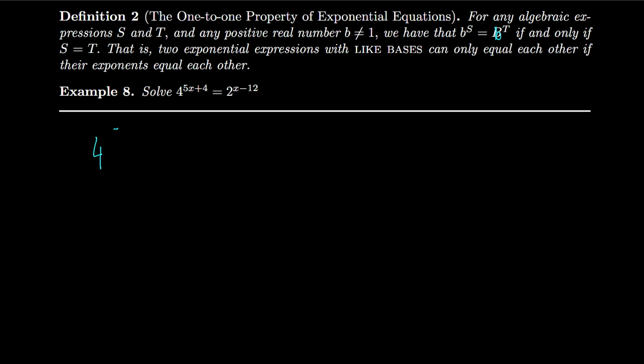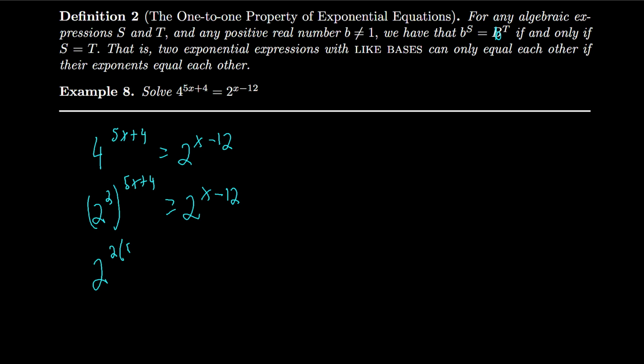So the way that this works is, look here. We solve 4 to the 5x plus 4 equals 2 to the x minus 12. These are not like bases, but the trick to this is, you can write them as like bases. You can write 4 as 2 squared. So if you're going to do it this way, remember that raising a power to a power, you just multiply. So this is 2 to the 2 times 5x plus 4 equals 2 to the x minus 12.